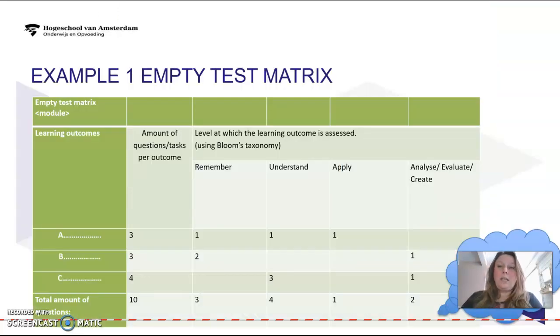This is what a test matrix could look like. Here you see an overview of the learning objectives, or outcomes as they are called here. In this example, there are a total of 10 questions or tasks that are quite equally distributed over the learning objectives. And you see that they have used Bloom's taxonomy to distinguish between the learning levels. And looking at the number of tasks that are under the higher order thinking skills dimensions, we can conclude that this test focuses on lower order thinking skills.